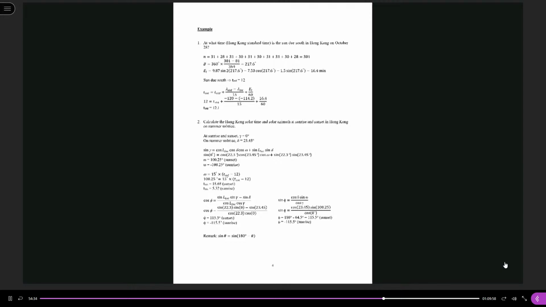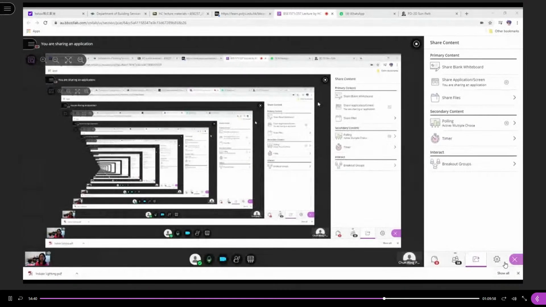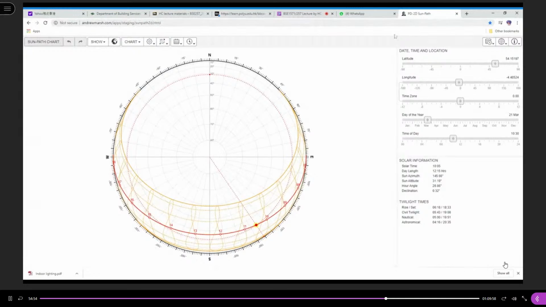So remember the sun path diagram. It depends on the location, right? So Hong Kong, we have this sun path diagram, and then for Beijing, that sun path diagram, London, that sun path diagram, in Sydney, another sun path diagram. So if you want to know the sun path diagram in another location on Earth, you can go to this website. I can post the website in the Blackboard after the lecture.